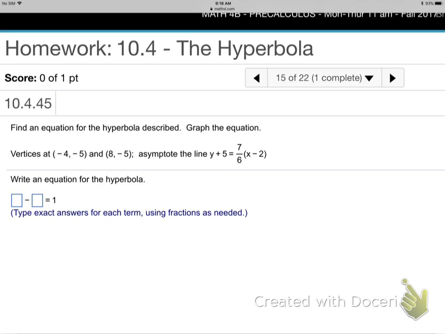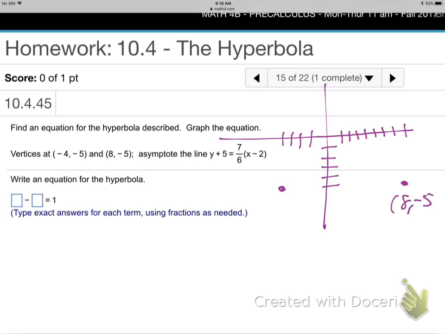That's always what we need, huh? The center. So let's do that. I'll put it over here. So back 4, down 5. Boom, right there, and over 8, down 5. So there's the 2 vertices.